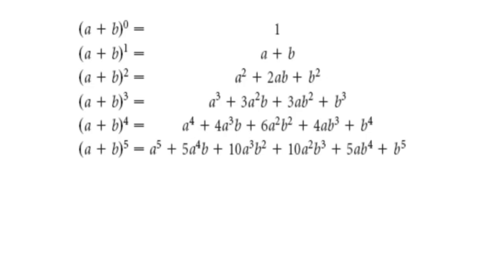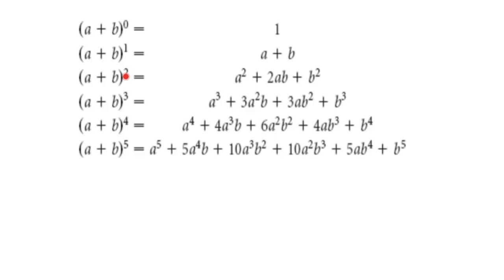Then Isaac Newton came along and he was doing something totally different. He was working on binomials and he was looking at taking them to a power. And he was looking for a pattern. So if you take a plus b to the 0, you just get a 1. A plus b to the first is just a plus b.